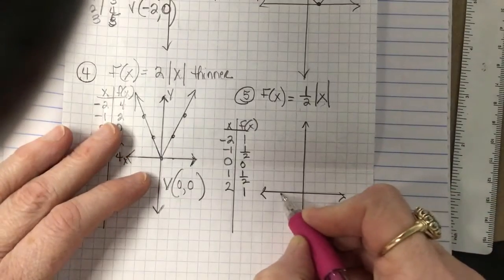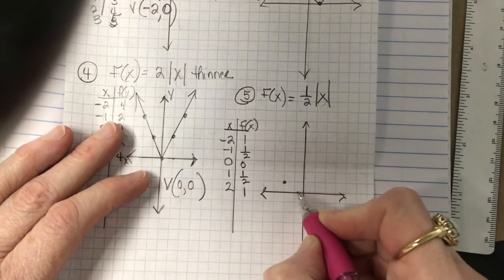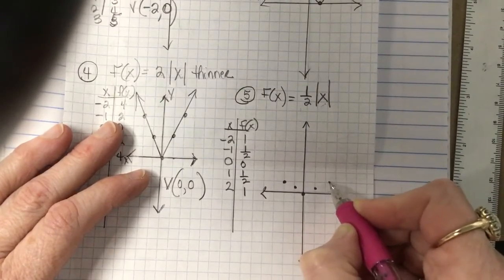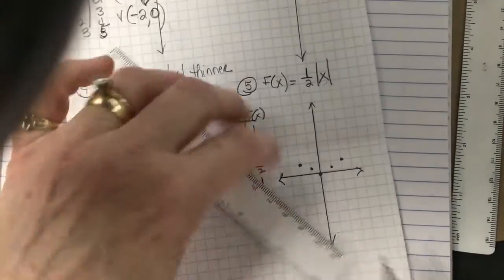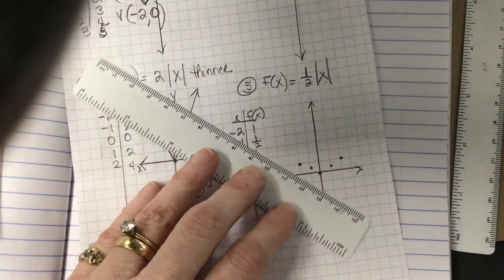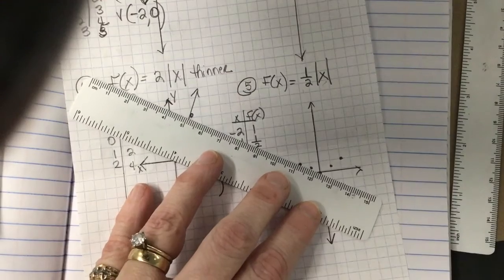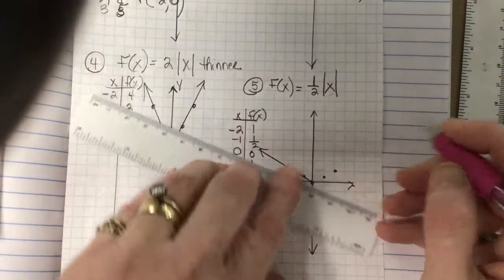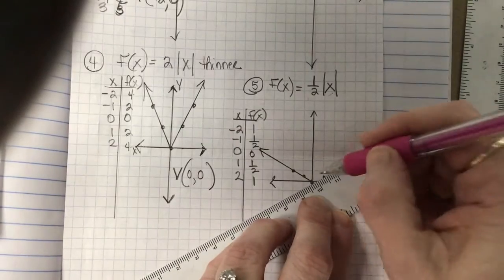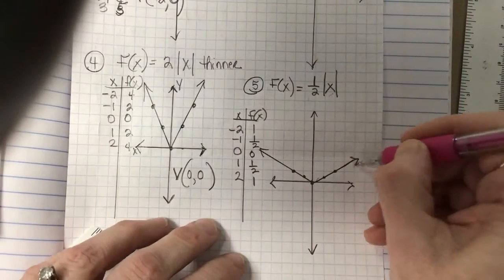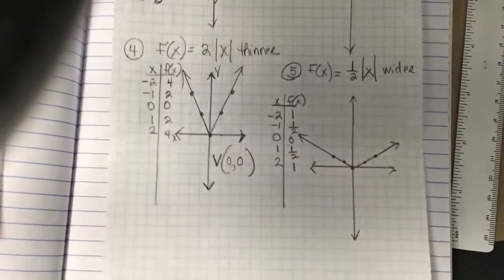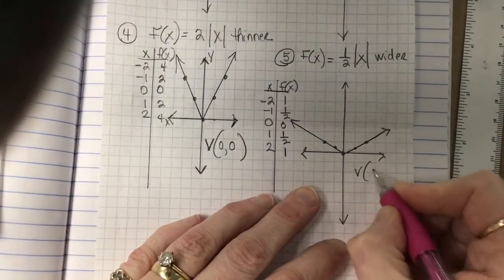And we've got -2, 1. -1, 1/2, 0, 0, 1, 1/2, and 2, 1. Now, fatter is probably not politically correct. So last year we said wider. Now again, you're comparing it to the parent, not to number 4. The vertex is still 0, 0.